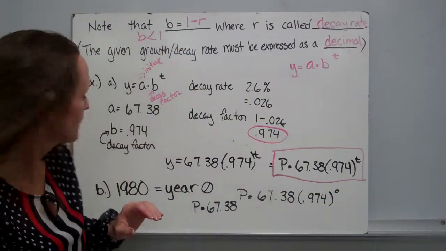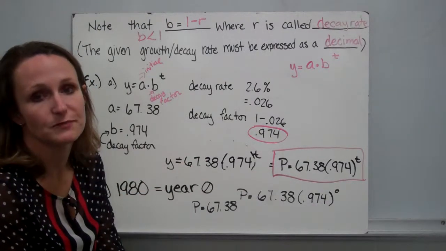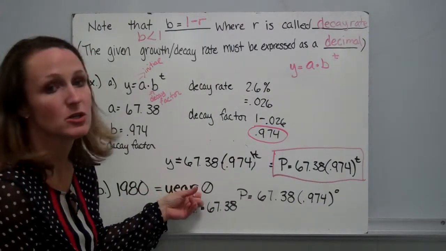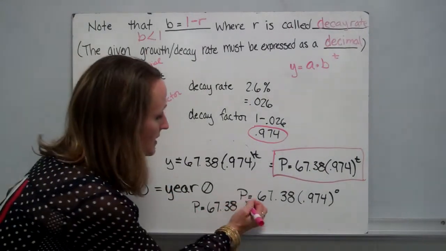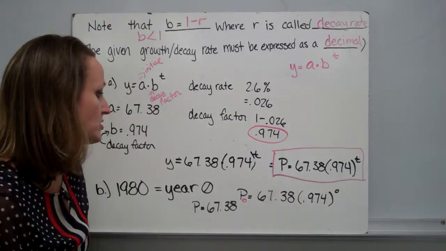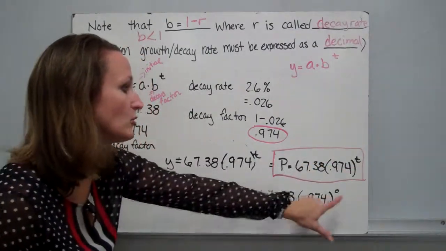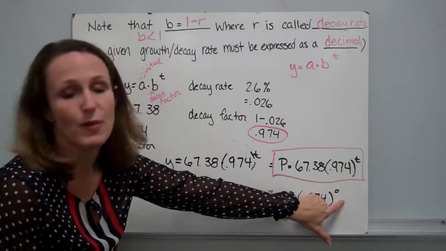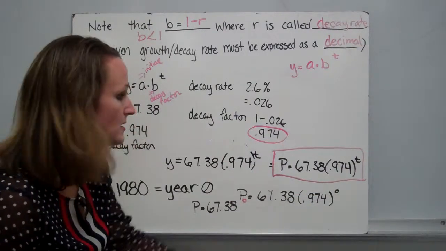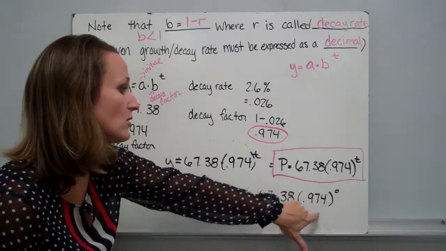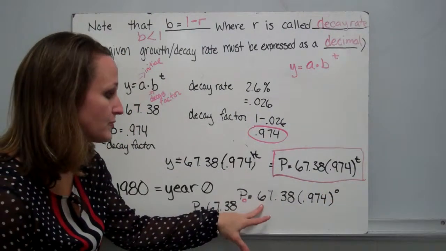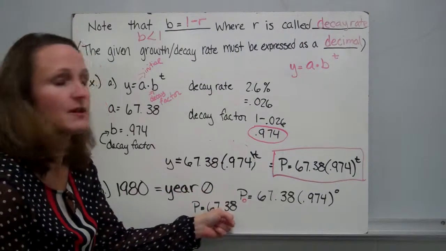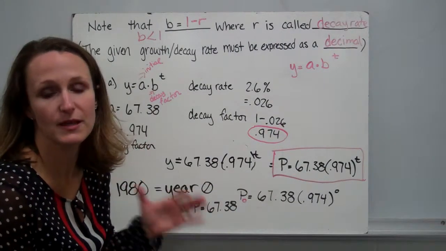Then part B. It says in 1980, what would be your population? Well, 1980 we could represent as your 0, because that's your starting point. So we could say P of 0, or P of year 0. In this case, our t, or our time, we're going to put 0. So for the year 1980, we can say 0.974 raised to the 0 power, and of course we know anything to the 0 power is 1. So we can say 67.38 times 1. We find out that in 1980 our population is still 67.38 because it hasn't decayed at all.